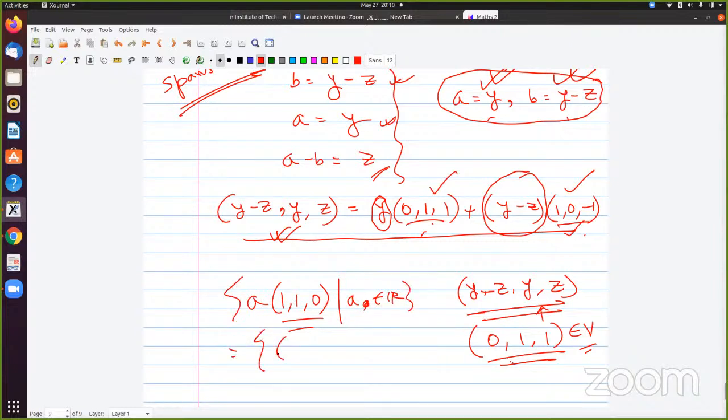So basically, all the elements of this form. The last coordinate is anyway 0. So here the third one is missing, so I cannot get it. So this is not spanning our set, right? So this is option 4. It is not correct.